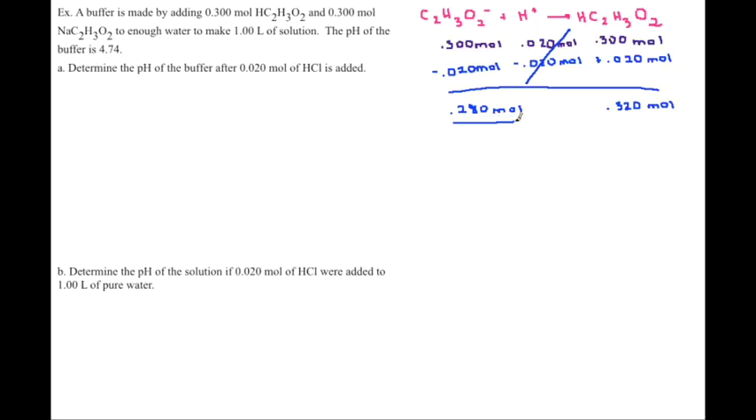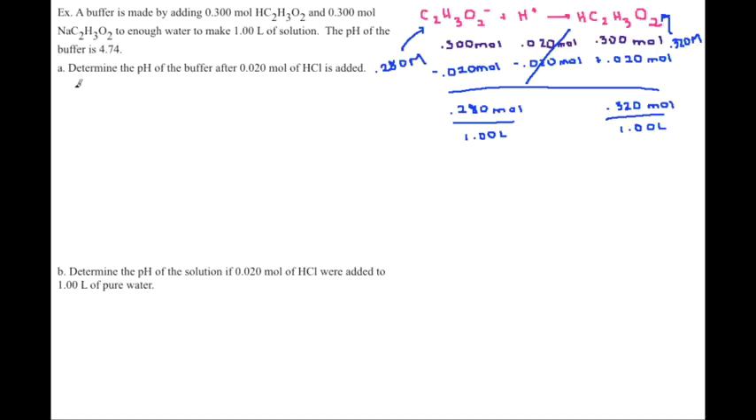So I'm going to divide both of them by the volume of the solution, which was 1.00 liters. So I know that the concentration of my acetate ion is just going to be 0.280 molar after the strong acid was added, and then the concentration of my acetic acid is going to be 0.320 molar. And now I can actually determine the pH of my buffer.